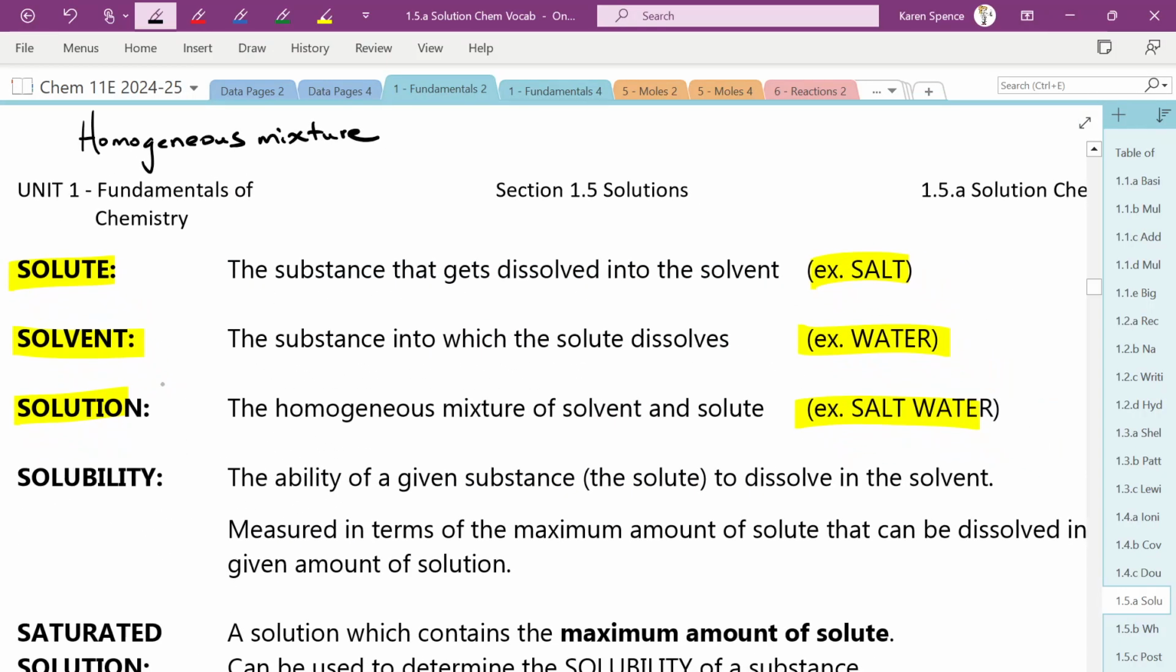So we have solute, we have solvent, we have solubility, which is the ability of the solute to dissolve in the solvent. So it's like the solution ability. Is it able to form a solution? So for example, is salt soluble in water? If you take salt and you put it in water and you stir it around, does it dissolve? Yes. Does salt dissolve in oil?